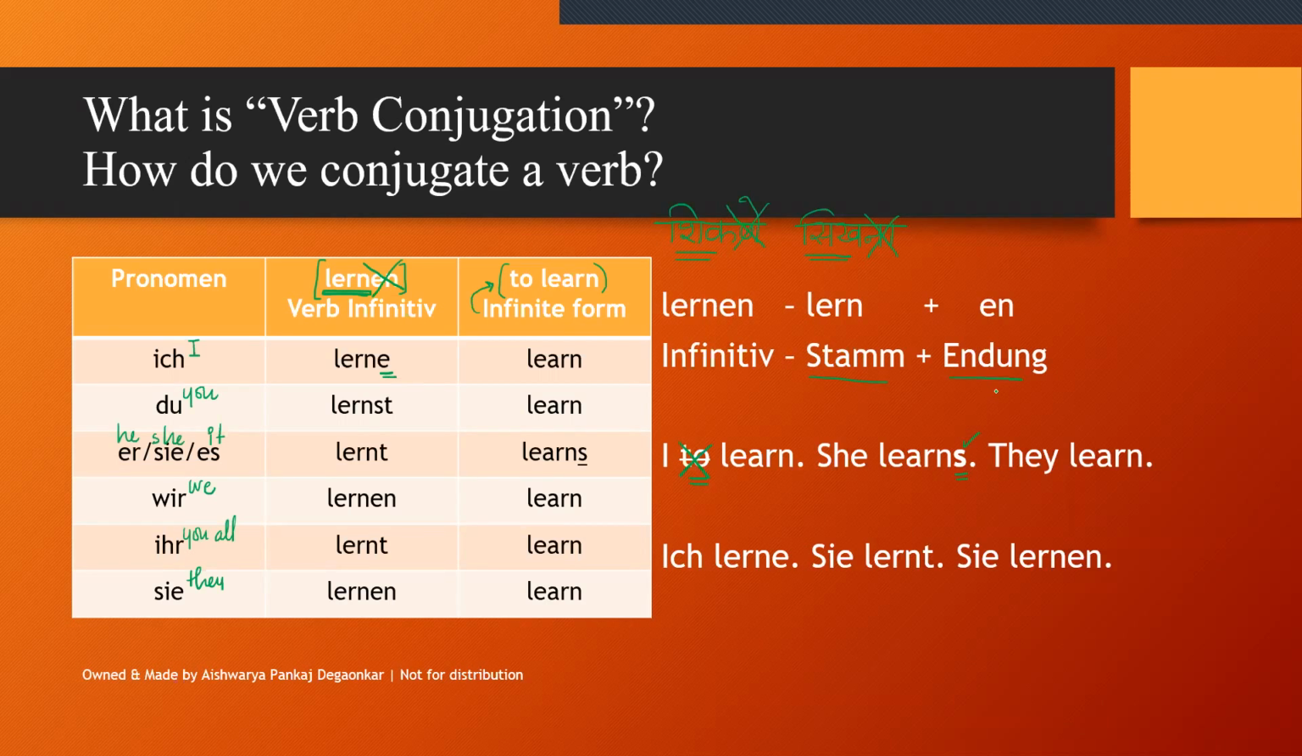That is the ending, as in we are adding something else to the word. Similarly, again in Marathi and Hindi, shiknar, shikat ahe, sikhunga, and so on. So for ich we add the e, for du we add st, er/sie/es third person singular we add t, wir we remove the en but we add it back, ihr again we remove the en add t, and sie we remove the en but add it again.